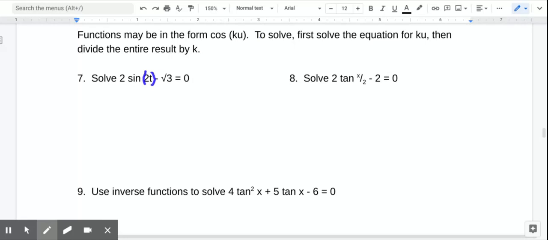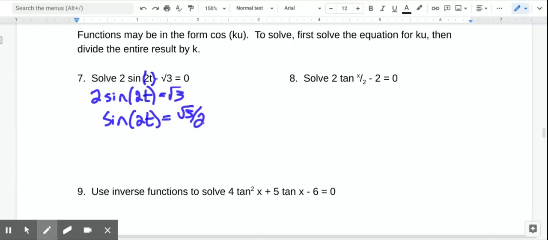We're going to start by adding root 3 to both sides. And then we're going to divide both sides by 2. Okay, you are still ignoring that 2t. You can't divide it out. So don't try to divide both sides by 2 right now. That's not going to work. Just ignore it. We're going to draw our triangles.